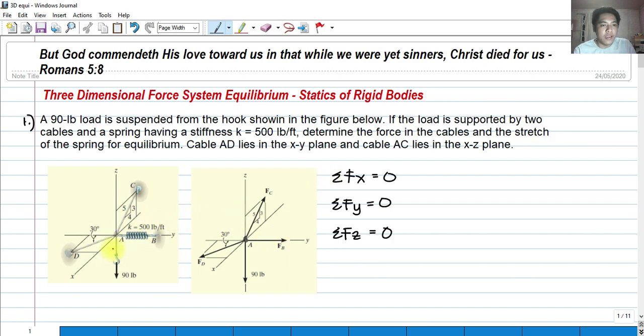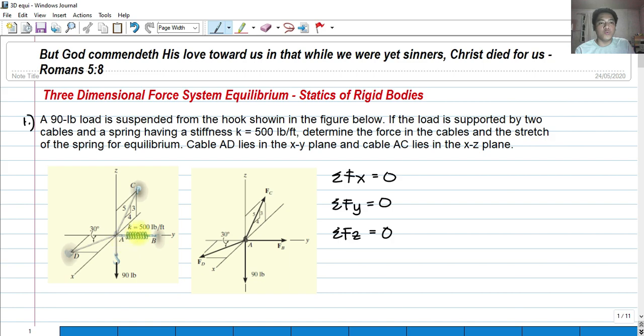The cable AD lies in the XY plane. Here's our X plane, Y plane, and Z plane. So this cable lies on the X and Y plane, and cable AC in the X and Z. We need to find the force in the cables AC and AD, and then the stretch of this spring due to this 90-pound load. So here is our image, our given.